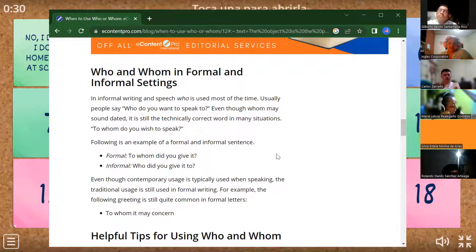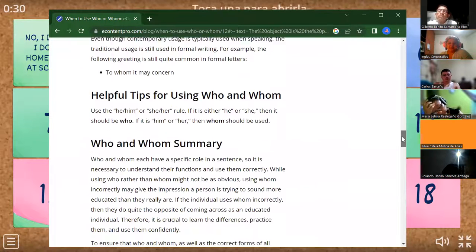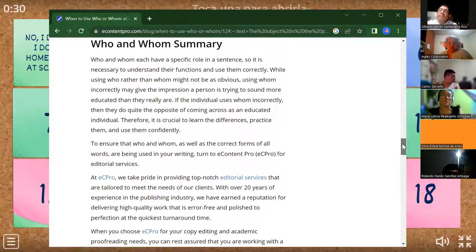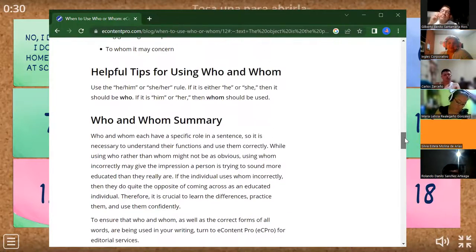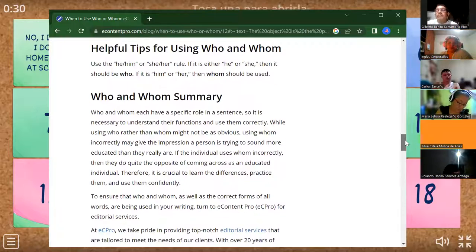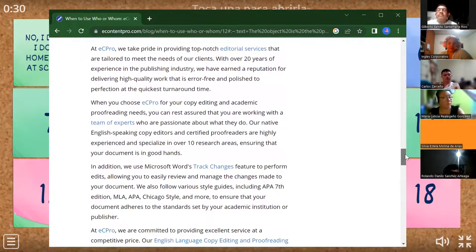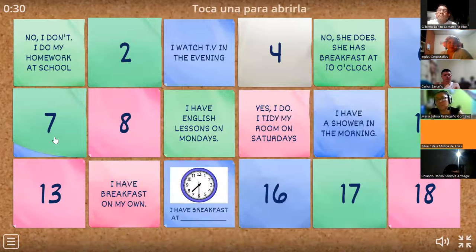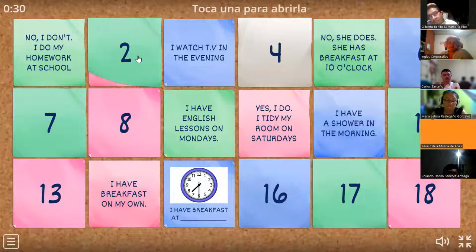Okay, I will bring more definitions or examples tomorrow just to clarify, okay? But that is a good question. Yeah, who with M and who without M. Okay, very good. Thank you, Tisha. Thank you, Carlos. Okay, Maria Leticia, give me one number.